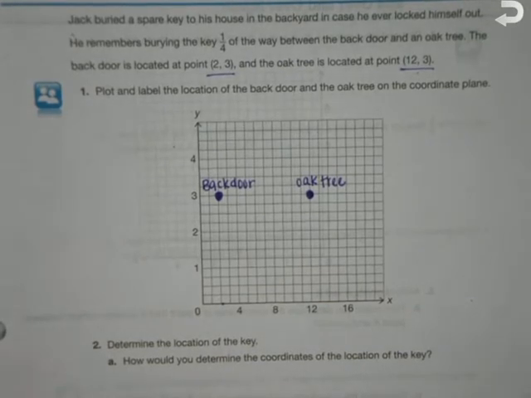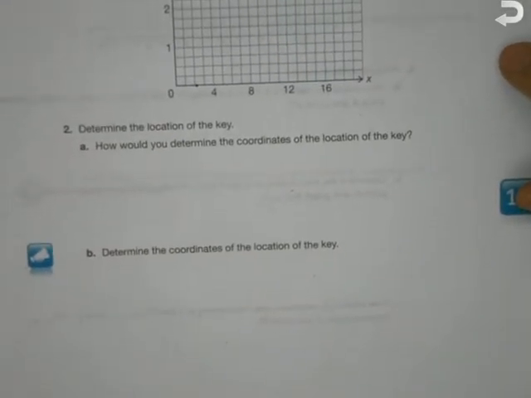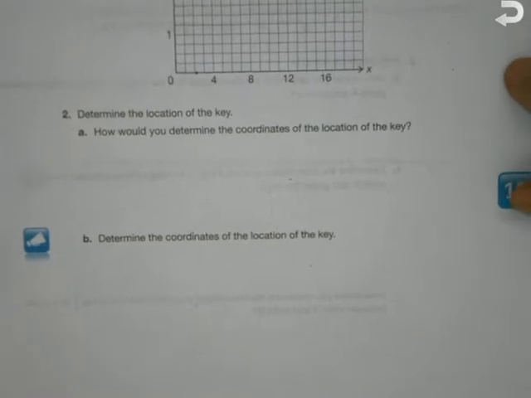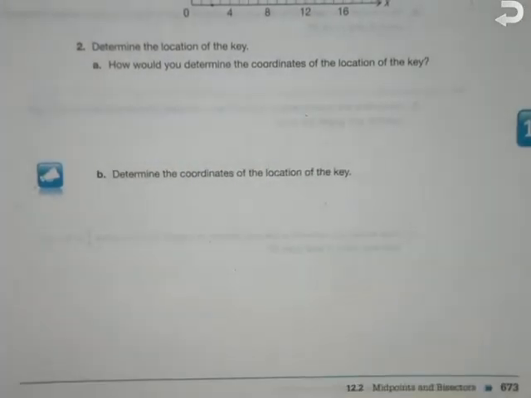And then let's determine the location of the key. So part A, we are going to be thinking about a way that we can approach this problem. Okay, so how would you determine the coordinates of the location of the key if it is 1/4 of the way from the back door to the oak tree? Discuss it with your group. So I want to hear academic discussion right now.